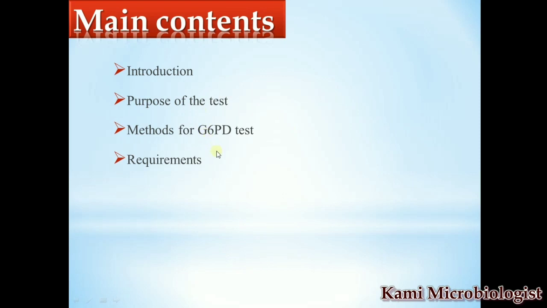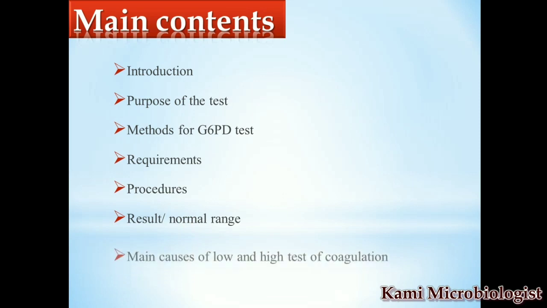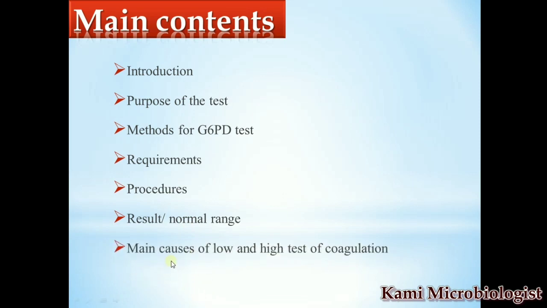So different methods have different requirements. Then the procedures. When we see the different methods, each method has a different procedure. Then we are going to see the result and the normal range of the glucose 6-phosphate dehydrogenase enzyme. And finally we are going to see the main causes of low and high glucose 6-phosphate dehydrogenase enzyme.